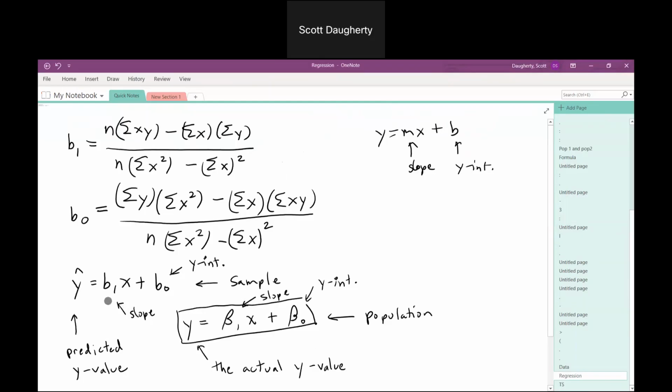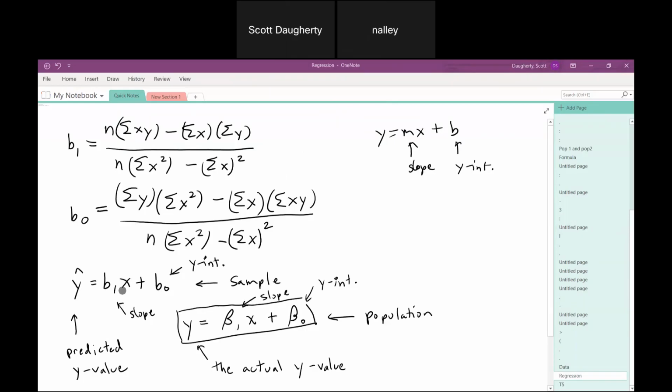What we're going to do is look at the sample information and come up with a slope for our regression line. It's going to be called b1, and then the y-intercept is going to be called b sub 0. So I just want you to be aware of the notational difference here. This one is a regression line based upon information from a sample, whereas this one is based upon information from the population.